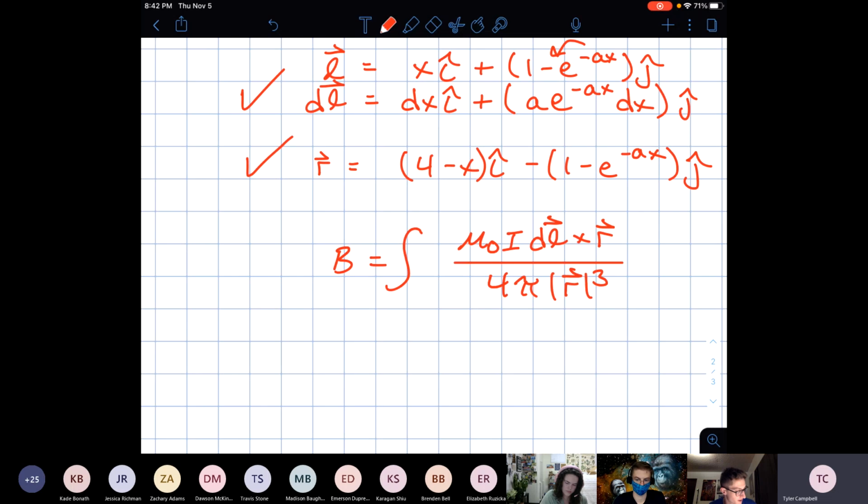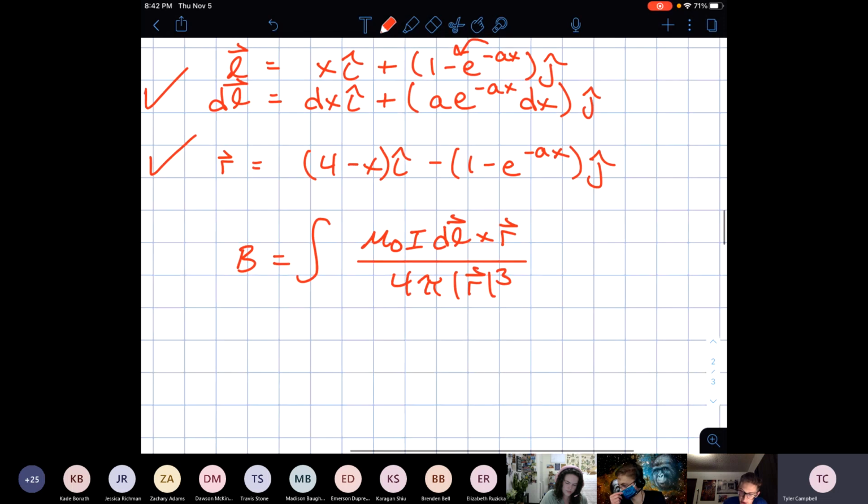The last thing I have to worry about is, like I said, the bounds on this integral right here. I established that my integrand is all of this stuff right here, and the variable that I'm integrating with respect to is x, given the fact that I have a dx in my dl. And whenever I cross it with my r vector, I will still get a dx term in there somewhere.